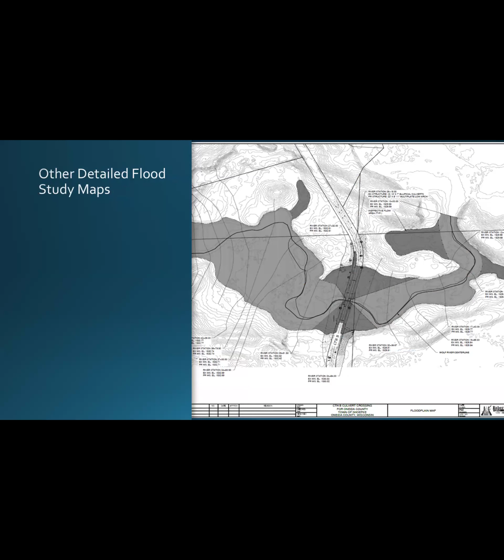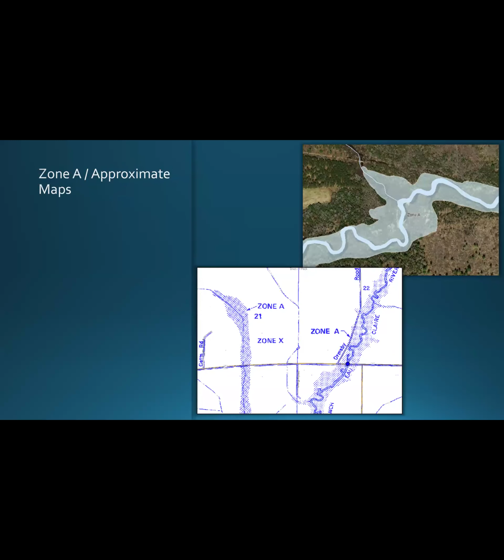Other detailed maps, I mean, there's a lot of different ones out there. So here's another one where they have a river study here, and they have a bunch of cross sections across the river showing what the different elevations are. So that can be really helpful for determining what your regional flood elevation is, much more so than these kind of maps.